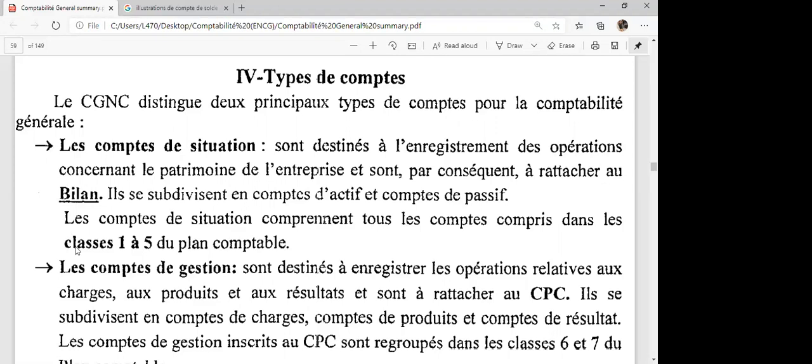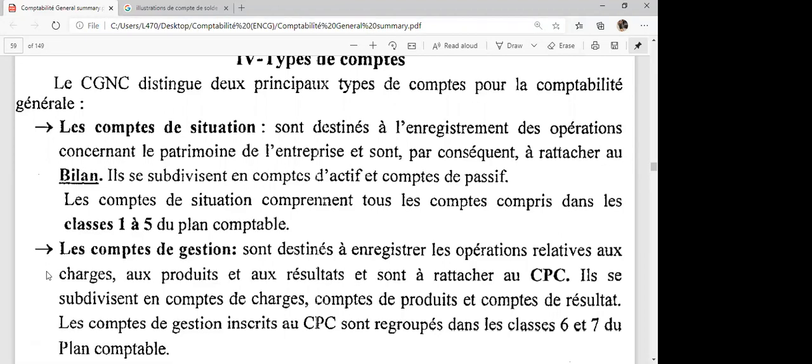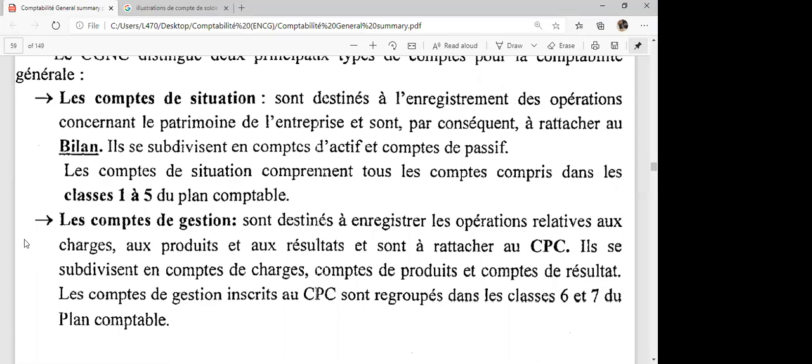So the second type of compte is le compte de gestion. This one is basically used to make day-to-day business transactions, day-to-day decisions. It is not concerned in the bilan. It is concerned in another document called le CPC, an abbreviation for compte de produits et charges. Produits are what you produced, your incomes, what you gain from it, and les charges are the expenses.